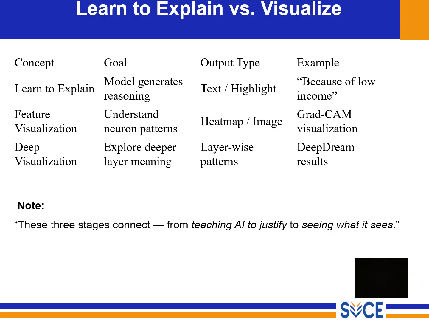So this is the summary of how all the pieces fit together: concept, goal, output type and then example. See how it flows. We move from teaching AI to explain itself, to actually seeing what it sees, and then exploring what it learned deep inside.